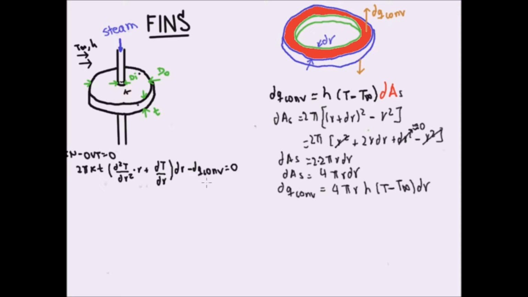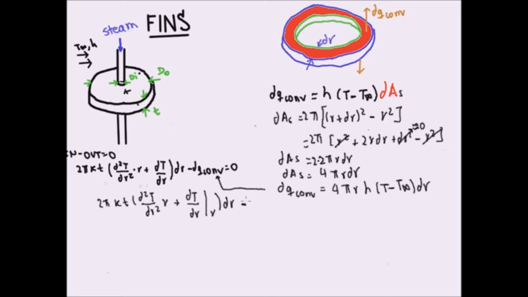Okay, and now we can plug it into our energy balance. We're going to have 2 pi k times T squared times r plus dT/dr, evaluated at r, times dr, minus this whole thing, 4 pi r h (T minus T infinity) dr, equals 0. It's always a great thing when you notice that you have a dr term that you can cancel out and take out of the differential balance. This indicates that you're doing the right thing. So you always have to look for things that you can cancel out once you derive your differential equation. It's usually these differential terms. So let's get rid of this dr and this dr.